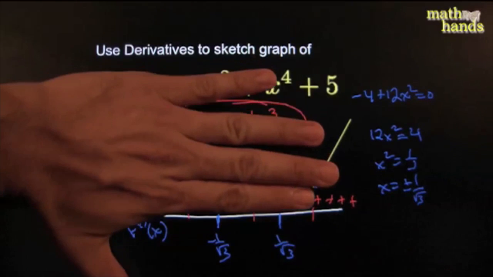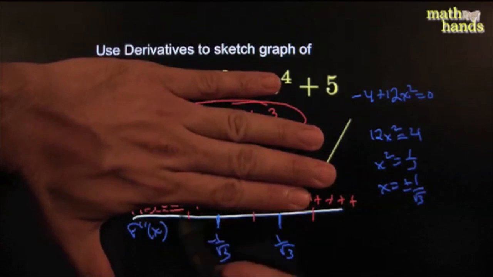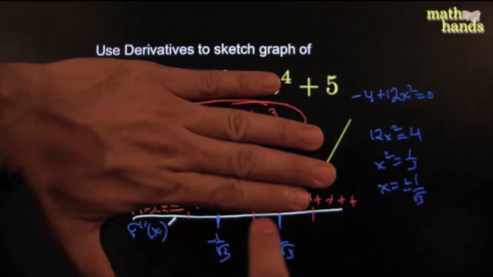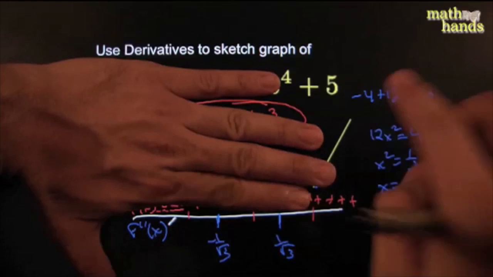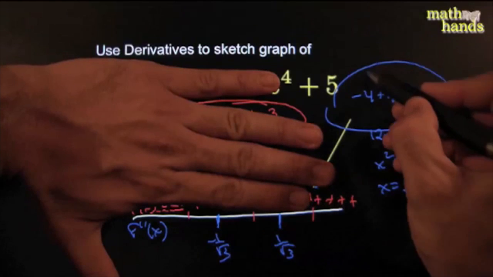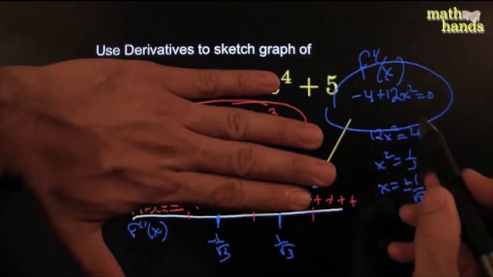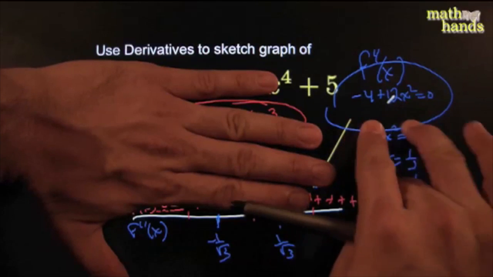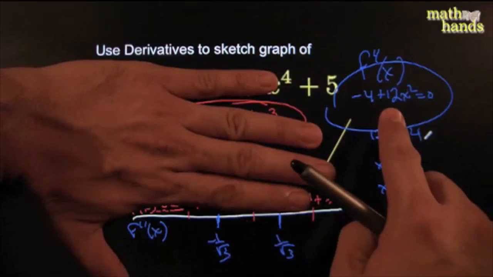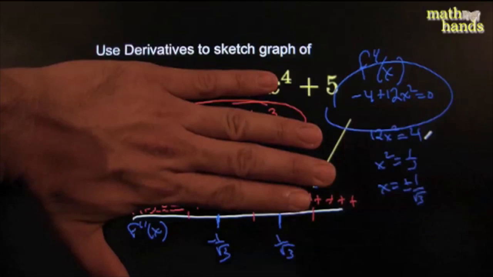So I'm ignoring everything on the top, and now I have 3 regions to check. This region, that region, and that region. To check them, I take numbers and plug them into my second derivative, f double prime of x. By the way, there's no discontinuity, so there's no other critical points. I should mention that. We always check 2 things: discontinuities or equal to 0.